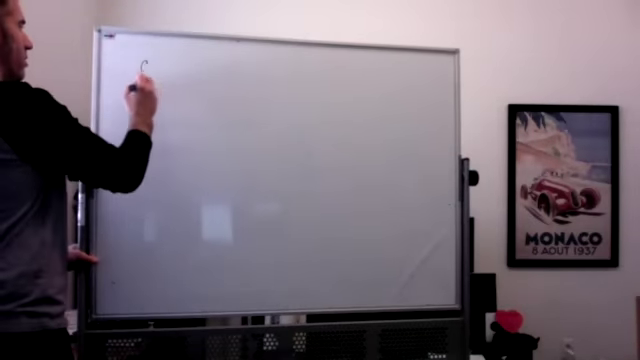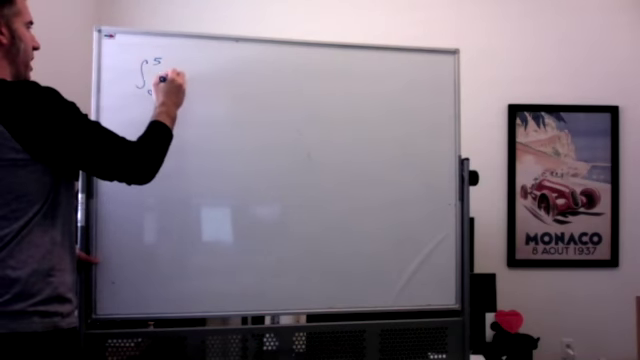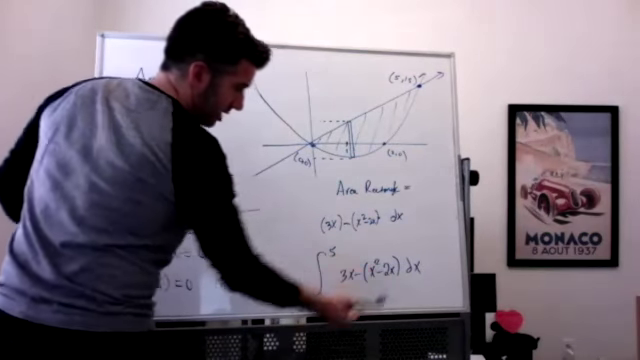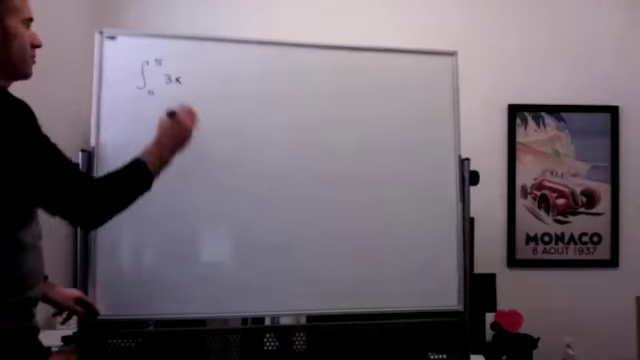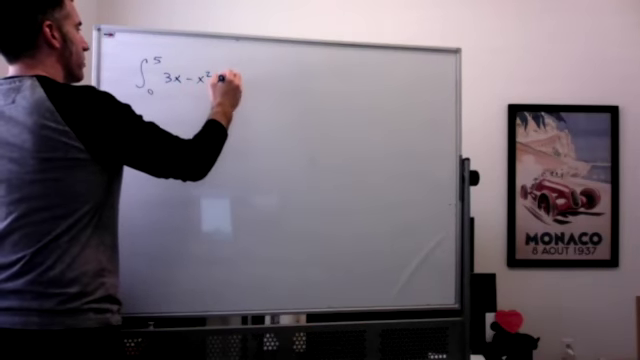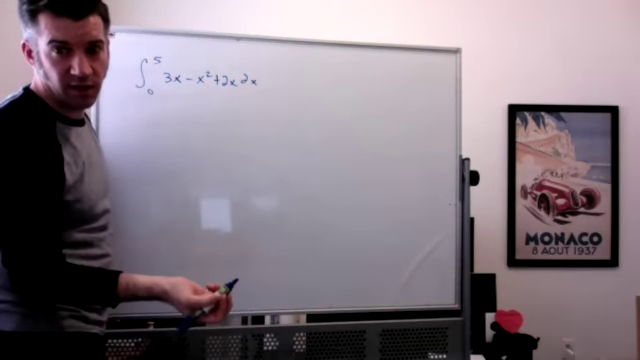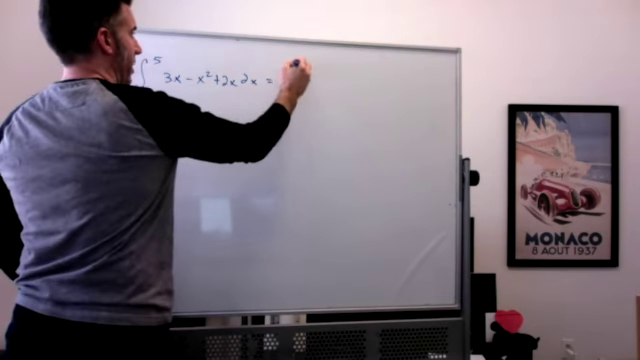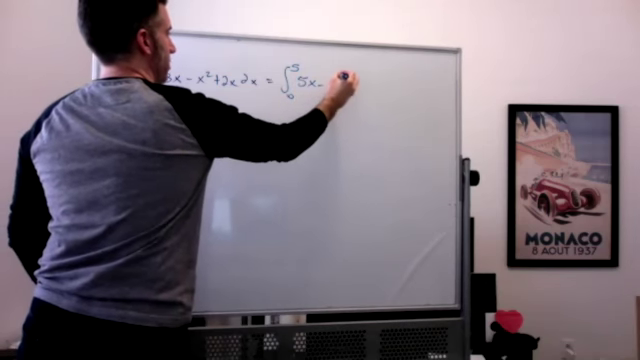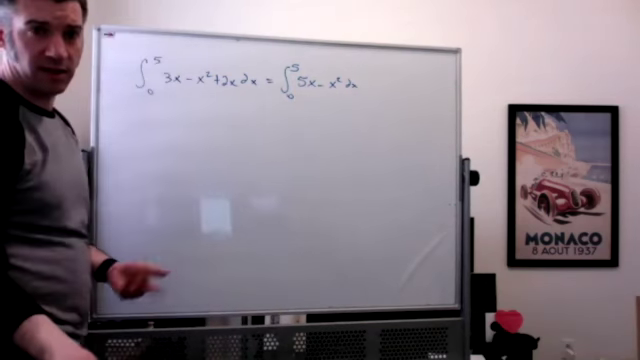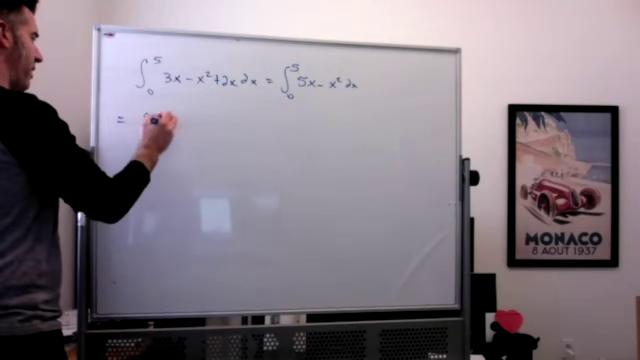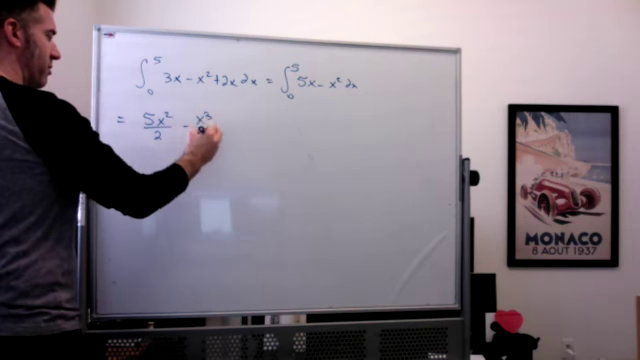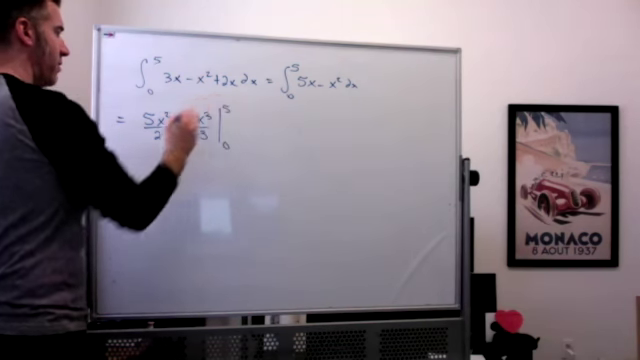So the integral from 0 to 5 of 3x, what was it? I'm going to distribute the minus sign, minus x squared plus 2x. And then if it were me, before I actually integrated, I would combine the 3x and the 2x to get the integral from 0 to 5 of 5x minus x squared. And now we'll want to integrate. We're going to get 5x squared divided by 2 minus x cubed divided by 3 between 0 and 5.